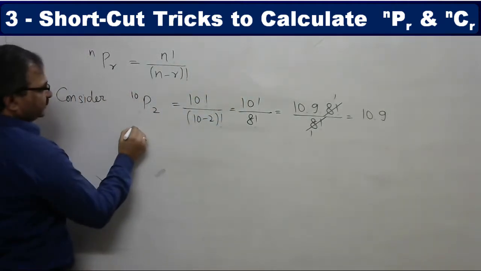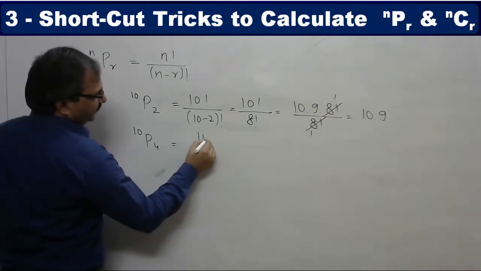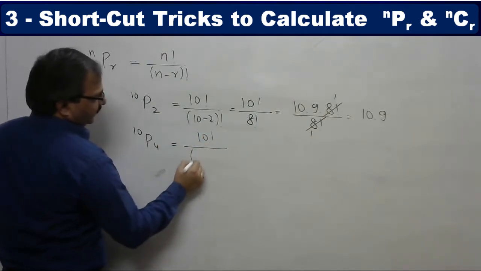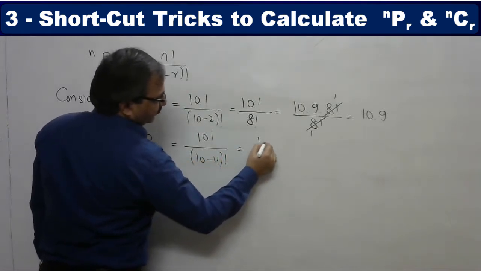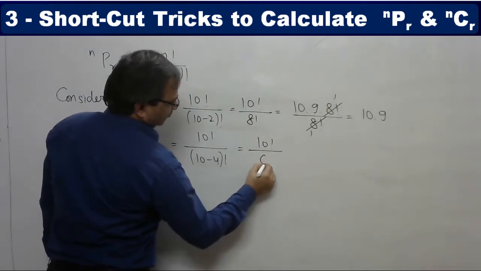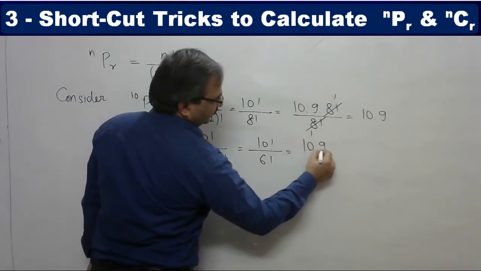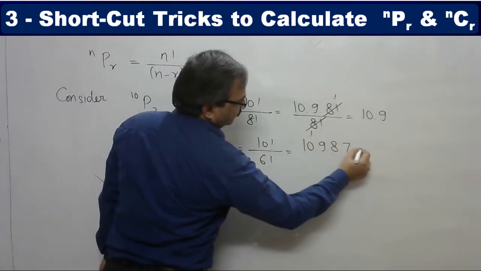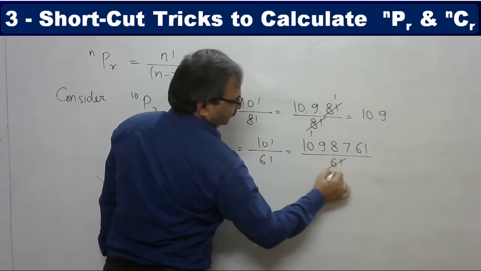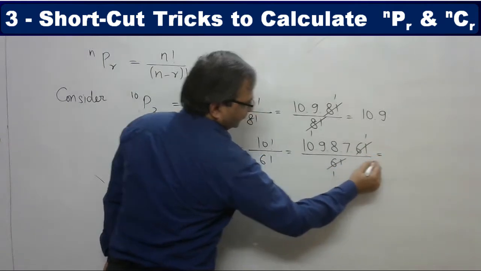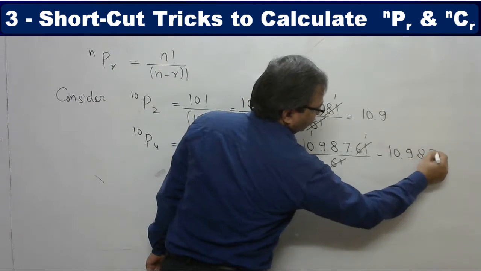Now take another expression, 10P4. Again by the formula it will be equal to 10 factorial upon 10 minus 4 factorial. This will be equal to 10 factorial upon 6 factorial. Now we will split again 10 factorial as 10 into 9 into 8 into 7 into 6 factorial upon 6 factorial. So the 6 factorial and 6 factorial will get cancelled and we will get the answer as 10 into 9 into 8 into 7.